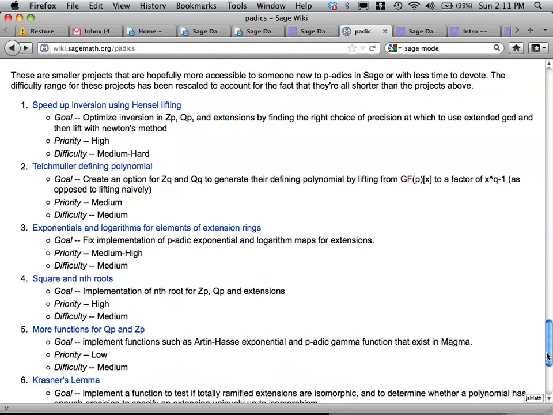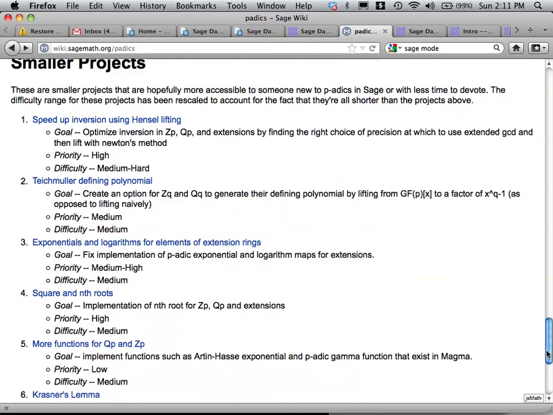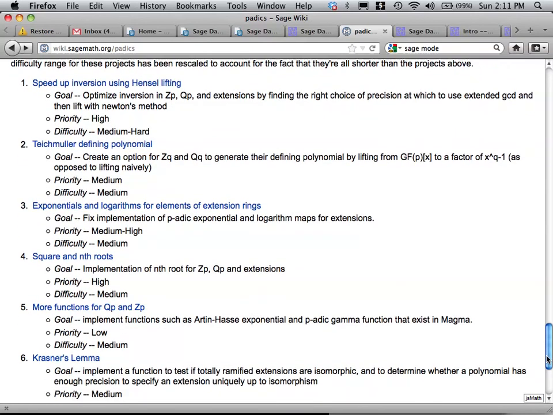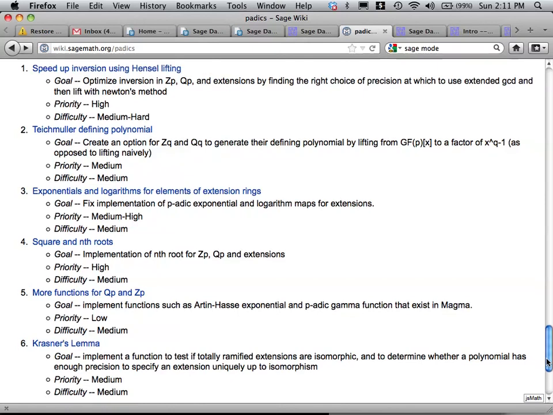And then I had some smaller projects down here for people who don't want to try to bite off implementing factoring inside Sage. So some of these might be a bit more accessible. Speeding up inversion using Hensel lifting: right now the code for doing inversion is not the best choice, so you can get some optimizations there.